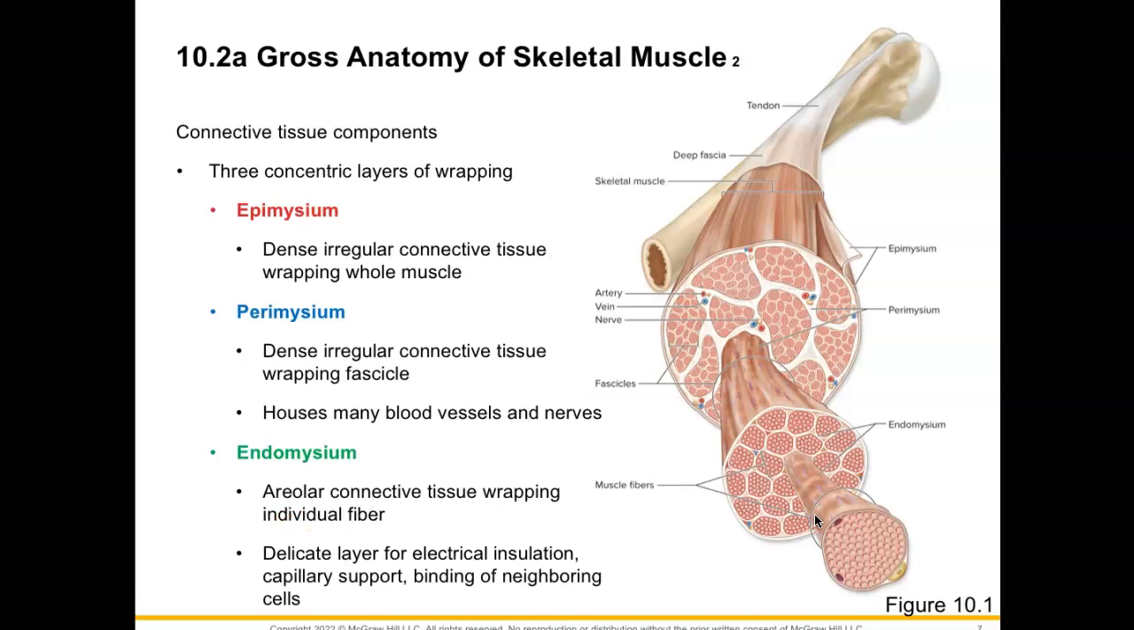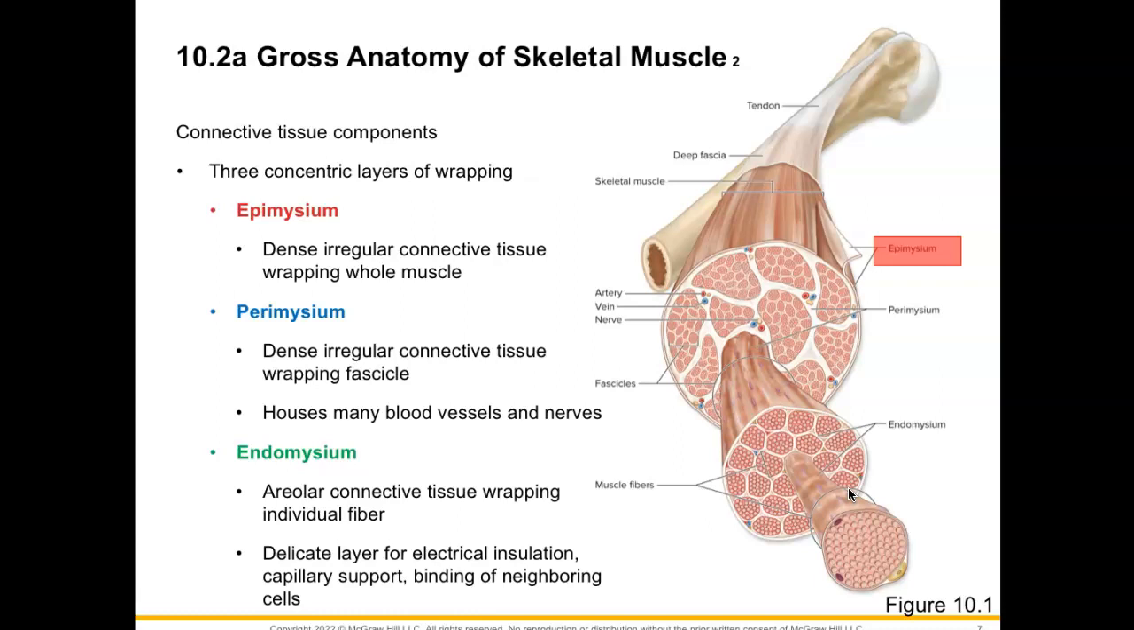And we need to talk about some connective tissue compartments that our muscle has. We have 3 concentric layers of wrapping. We're going to start more superficial. So around the entire muscle itself, we have something called an epimysium. Epi meaning upon, myo meaning muscle, and eum meaning pertaining to. So this connective tissue wrapping is made up of dense, irregular connective tissue.